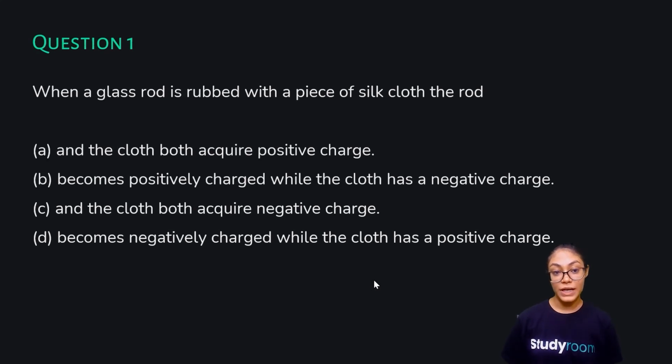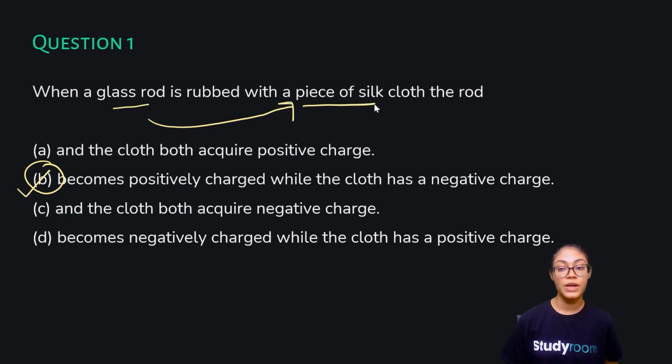So, before ending the chapter, let's answer this question. When a glass rod is rubbed with a piece of silk cloth, the rod becomes positively charged while the cloth has a negative charge. So for this question, the correct answer is option B, because the electrons move from the glass rod to the piece of silk. That's why the piece of silk then has a negative charge and the glass rod has a positive charge. Correct? So this was all for this chapter.